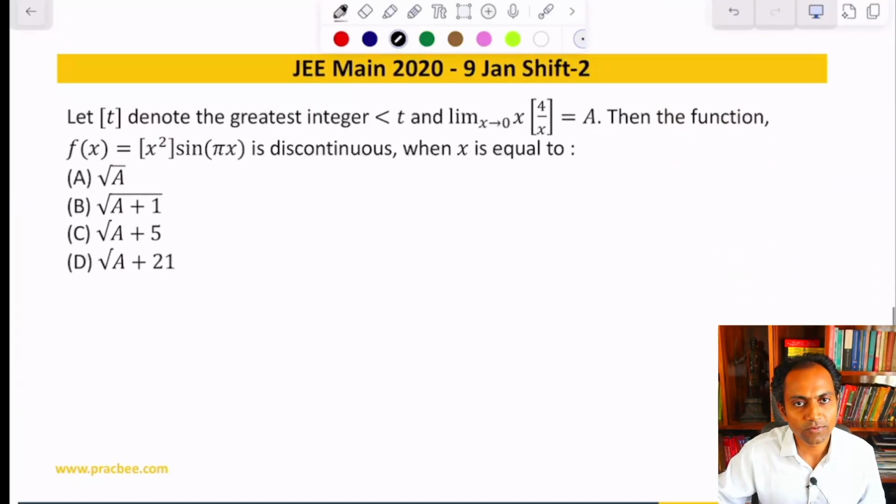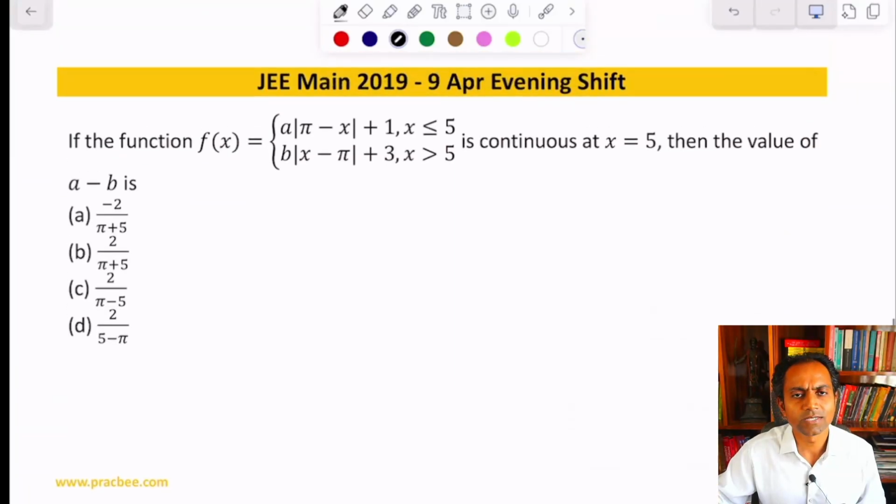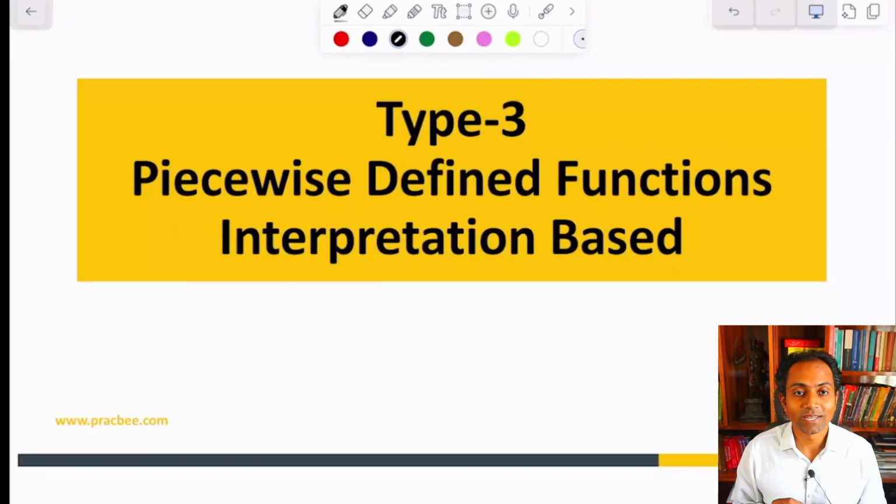Another question was asked in 2020, and this 2019 question as well. All of these fundamentally are centered around the core idea that we discussed in LHL and RHL. Now I know you might still wonder what to do if there is a more difficult question based on a piecewise defined function. So we have one more technique, that is an interpretation based technique.